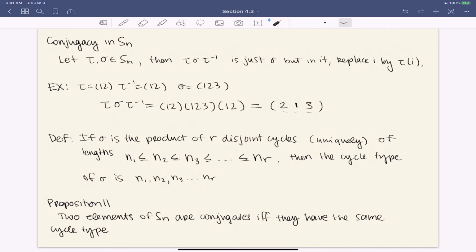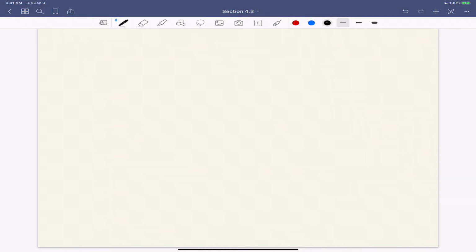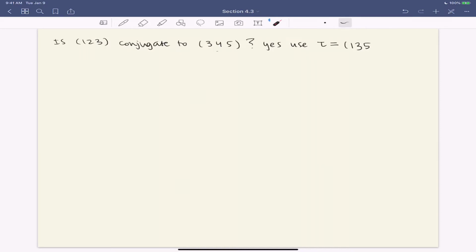But the other direction, this is an if and only if, is just to say that if I have any 3-cycle, I can make it conjugate to this by taking the correct permutation. So say I want to exhibit that (1 2 3) is conjugate to (3 4 5). Yes. Use tau equal to, so what do I want? I just want tau to send 1 to 3. And then I need 3 to go to 5, so 3 goes to 5. And then 5 can go anywhere I want because there's no 5 here, so it won't affect anything.